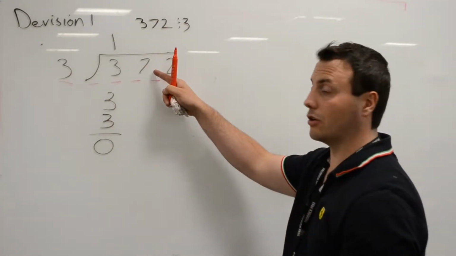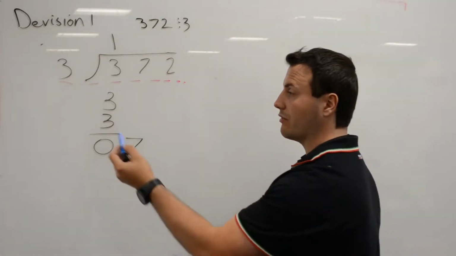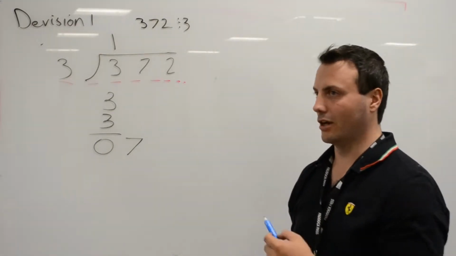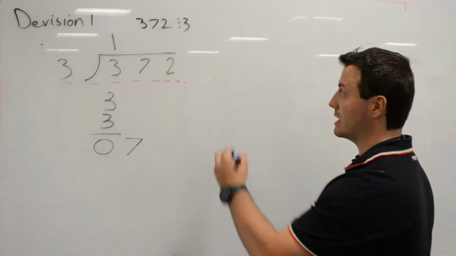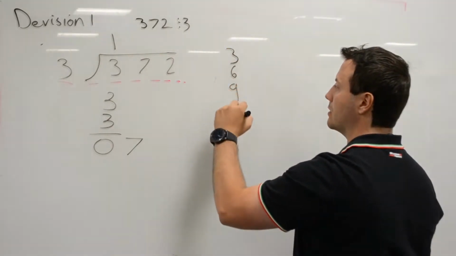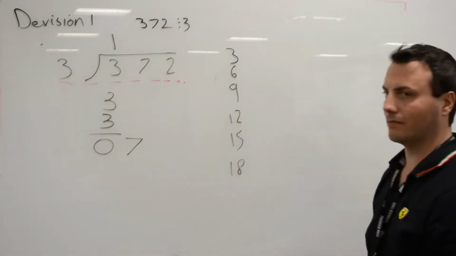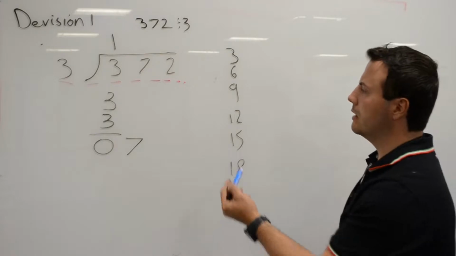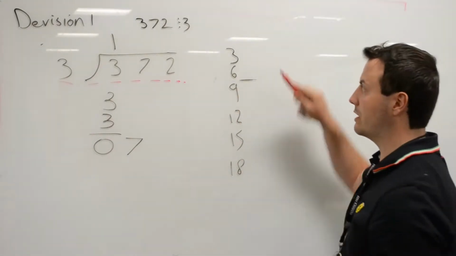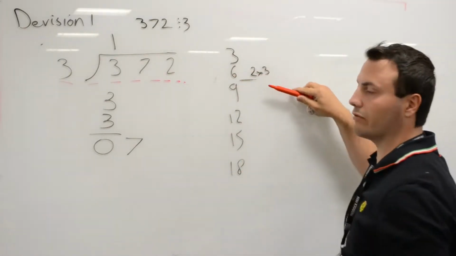Now we bring the next column down, 7. How many 3's fit into 7? Well, this is a bit more tricky now because 3 doesn't neatly go into 7 at all. If you think of our 3 times table, 3, 6, 9, 12. I won't go any further for this example. We can see that 7 fits awkwardly right here. So we can fit in 2 times 3, but we're going to have 1 remainder.